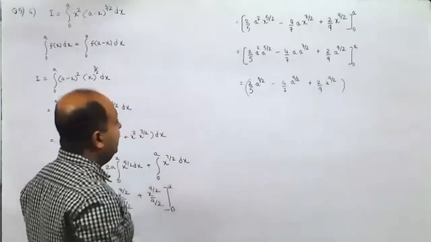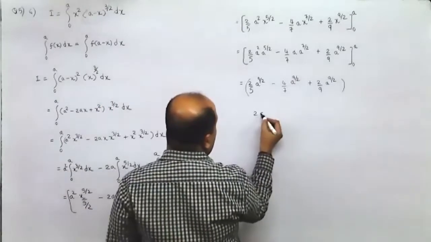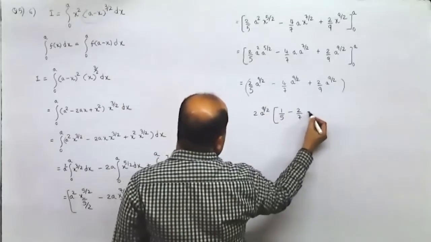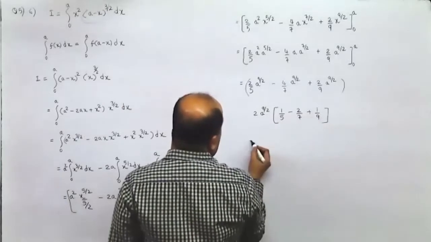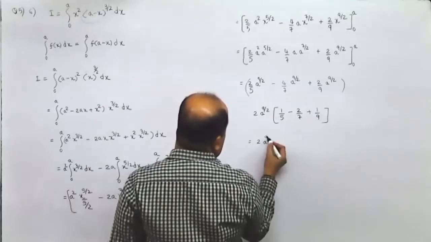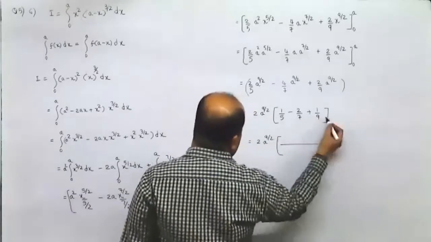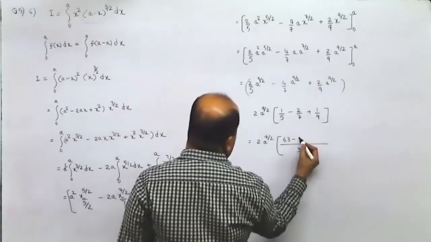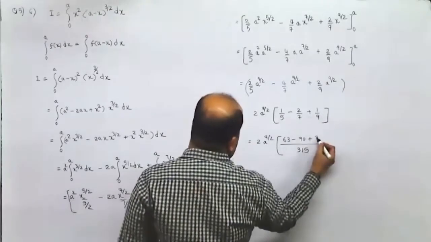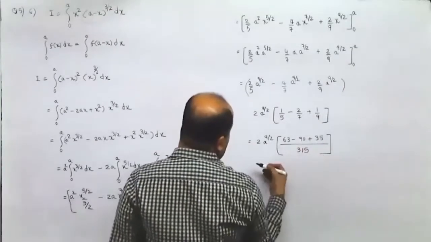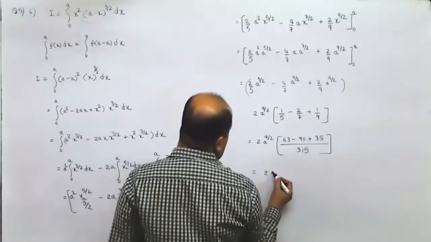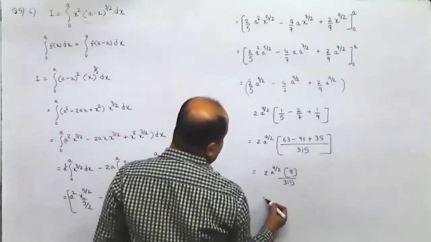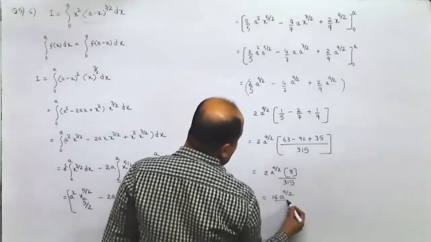So this would become a raised to 9 by 2 outside. So this would be 1 by 5 minus 2 by 7 plus 1 by 9. This is 2 a raised to 9 by 2. When I take the LCM, it is 5, 7, 35, 9, 315. This would be 7 into 9, 63. This would be 5 into 9, 45 into 2, 90. This would be 35. This would give me 63 plus 35, 98, minus 90 is 8. So this is 9 by 2. This is 8 and this is 315. So this would give me 16a raised to 9 by 2 by 315.